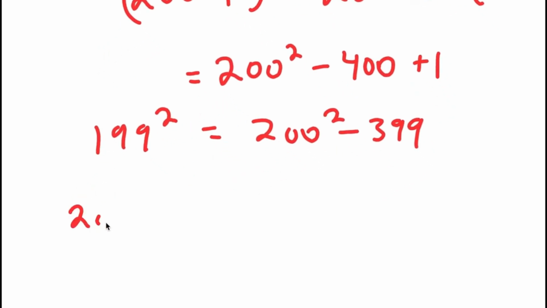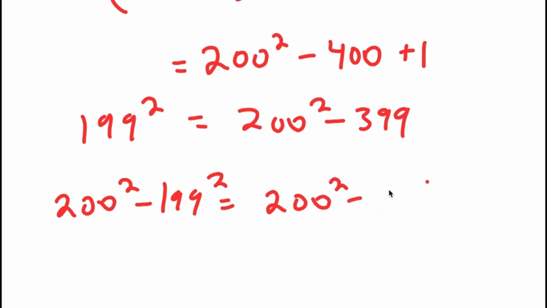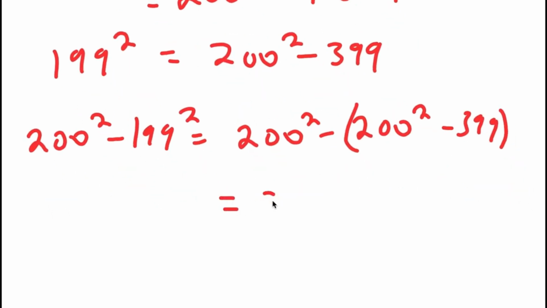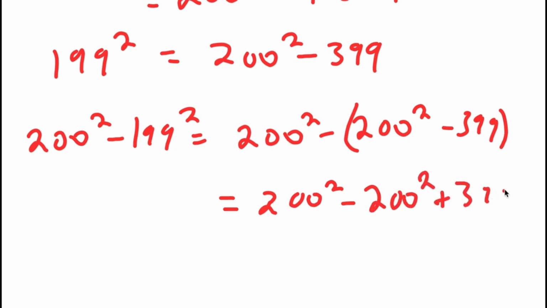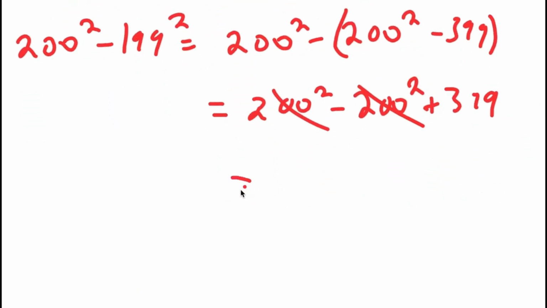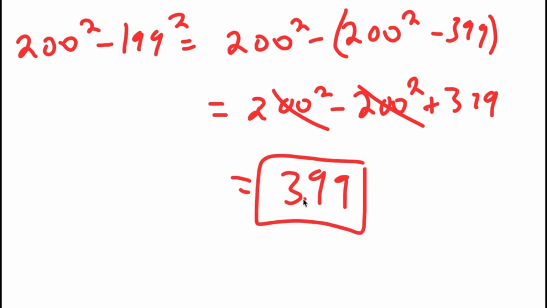So 200 squared minus 199 squared is going to equal 200 squared minus (200 squared minus 399), which is equal to 200 squared minus 200 squared plus 399. So then these two cancel out, and this is equal to 399. So that is my second method.